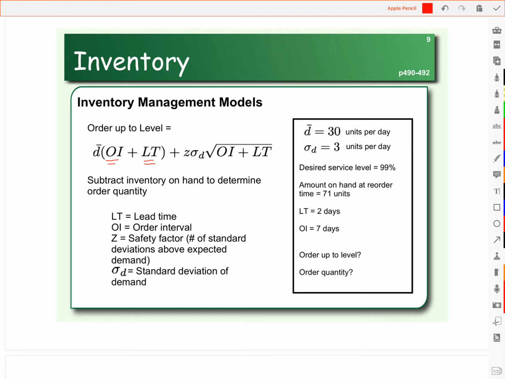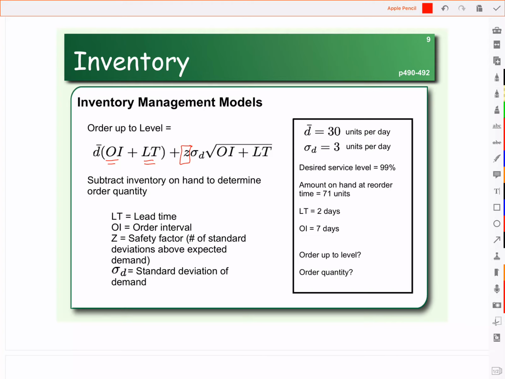Then we also consider the fact that sometimes we might use up the inventory quicker than we planned. So we're going to add a little extra based on the standard deviation of our demand, and it's going to take into consideration that variability across the order interval and lead time. So we need to have enough still across the same amount of time, but we want to have a little extra just to be safe. So in the formula, you see a Z here, and the Z is our safety factor.